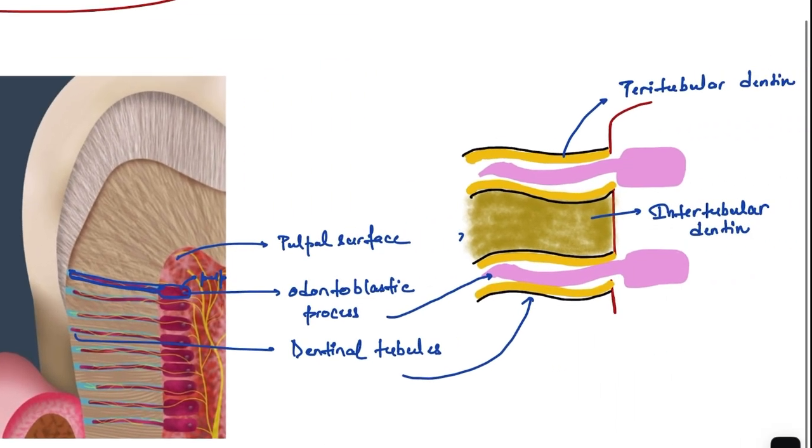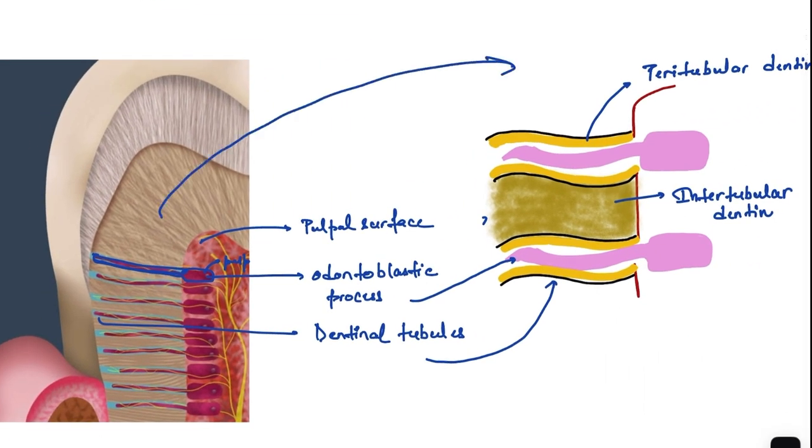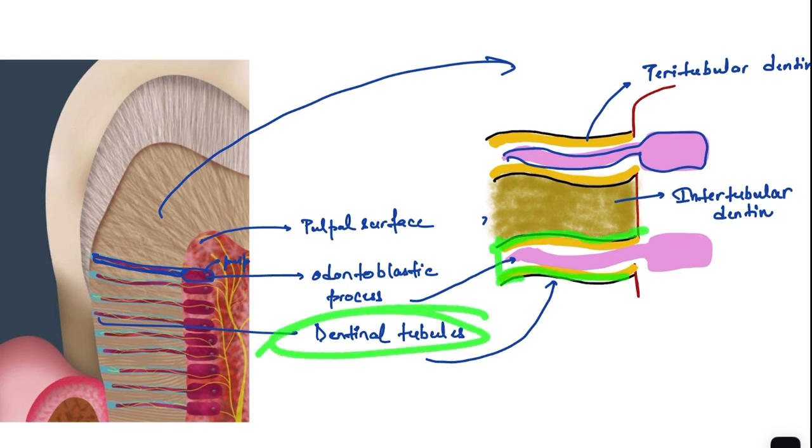If I make a representation of this over here, you can see these are my odontoblastic processes. This entire thing is the pulp chamber, and these are my odontoblastic processes. Surrounding this, you can see over here, this is a tubule. This is called the dentinal tubule. I did label this, so this entire thing is the dentinal tubule.